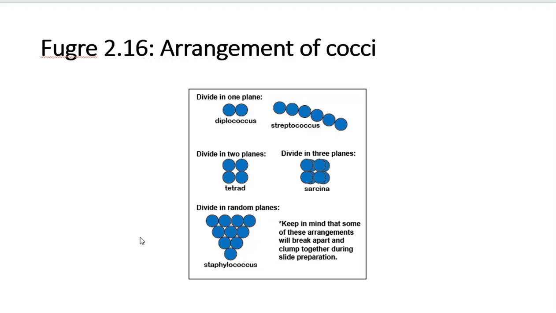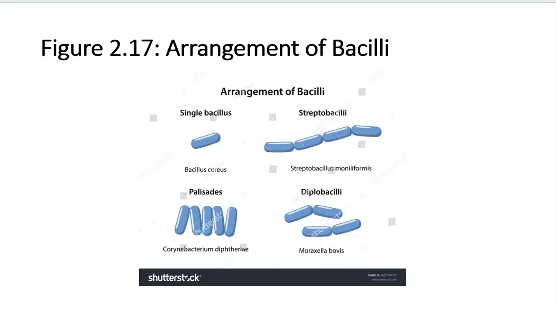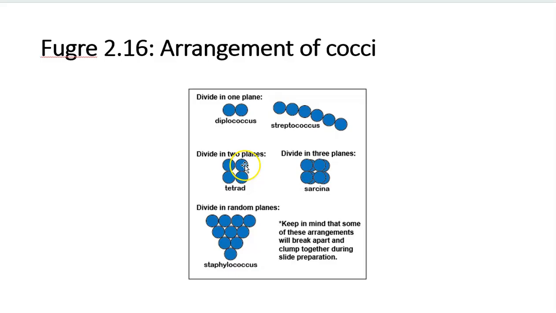But at this point, understand that you have the shapes and the way they divide. Again, I'll have a lab on this. Understand, bacilli only divide on one plane. They cannot divide in two planes or multiple planes to form clusters. You will never see bacilli in a cluster, ever.